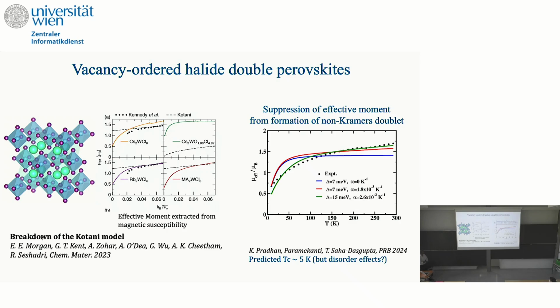So this is work from Tony Cheetham and Ram Seshadri at Santa Barbara, where they looked at the magnetic moment in these systems. You expect that if there was a J equal to 2 magnetic moment, you should have seen this in susceptibility measurements. But in fact, what they find is that, and that's the expectation, this line, the black dots are the data. And if they follow the data, they find that the magnetic moment seems to be crashing as you cool the system, as you lower the temperature.